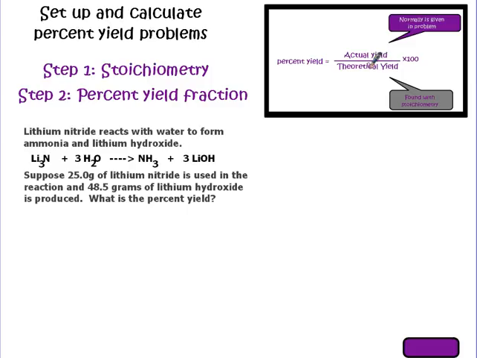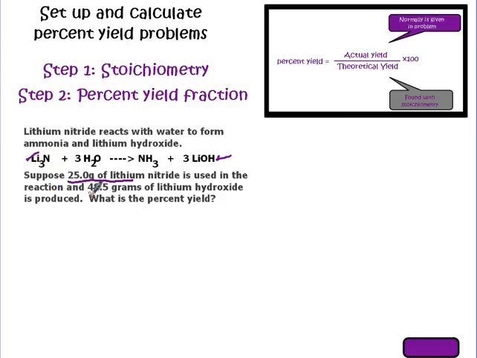Here's our problem. The problem says that lithium nitride reacts with water and it forms ammonia and some lithium hydroxide. So we're going to start off with 25 grams of lithium nitride, and it says you're going to start out with this 25 grams of it. And lithium nitride, we can find that right there. And it says that it's used in the reaction, and 48.5 grams of the lithium hydroxide is produced. That's this over here. There's the product. And it says that 48.5 grams of that's produced.